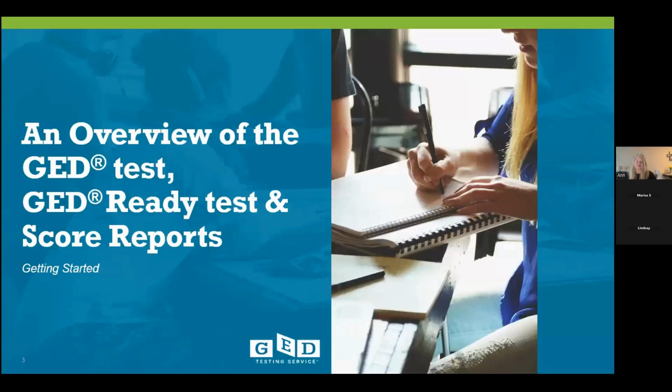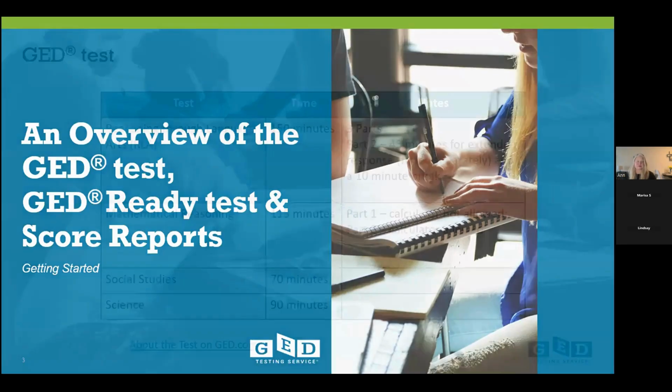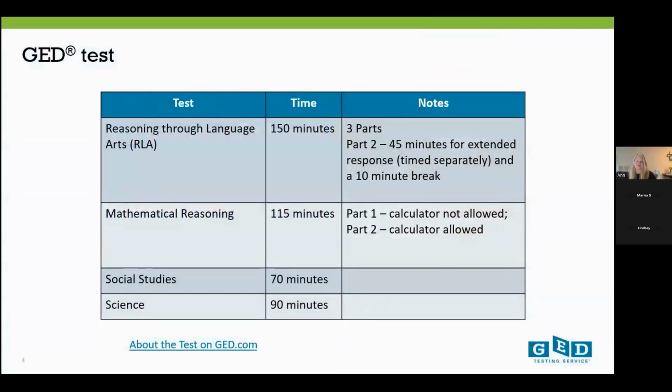So let's just start with the overview of what is the GED test, what is the GED Ready test and how to use it, and the score reports or study plan and how to use that in your classroom with your students. So the bread and butter of the GED is the GED test, and it is made up of four content areas. So the first is reasoning through language arts.